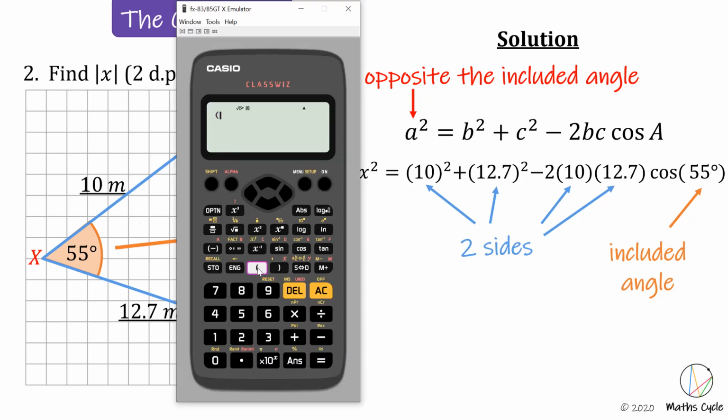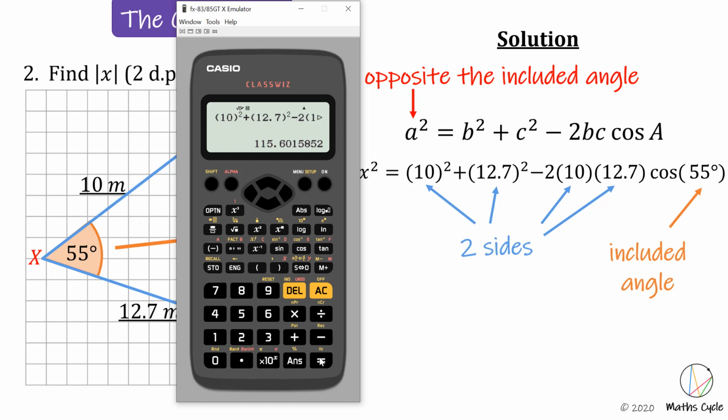So we have 10 squared, use our square button, plus bracket 12.7 squared, minus 2 bracket 10 times 12.7 times the cosine of 55 and bracket equals. So we have 115.60158, we'll round up to 6.